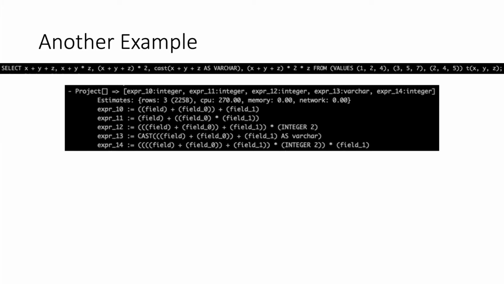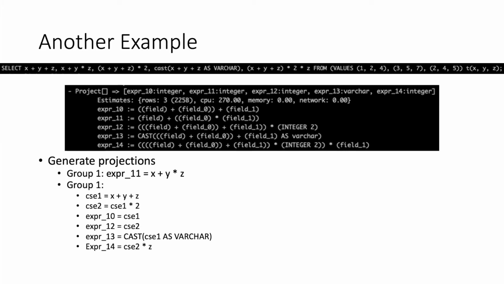So there are a few things. One is that X plus Y times Z doesn't share any common sub-expression with any other projection, so that would be one group. And all the other ones depend on X plus Y plus Z, so all the other ones would be in another group.